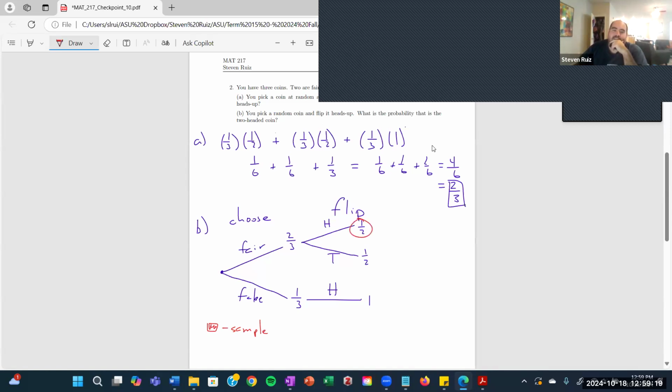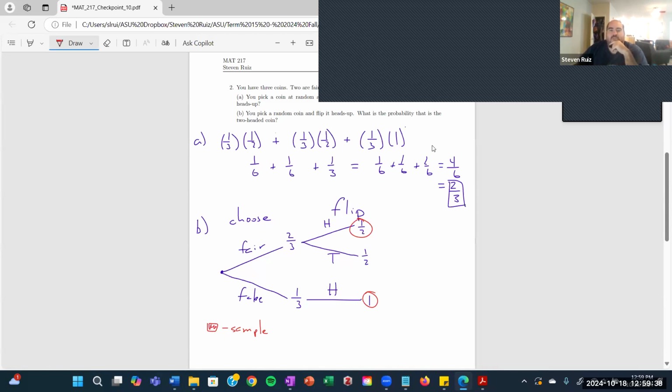So what endpoints on this tree diagram do I actually care about? Well, that's this here and this here. So those are the possibilities, right? This one here where I flip tails, that doesn't matter. That is not relevant to what I'm doing here because I picked a random coin and I flipped it heads up. So this probability involving tails, that's not what we're dealing with.